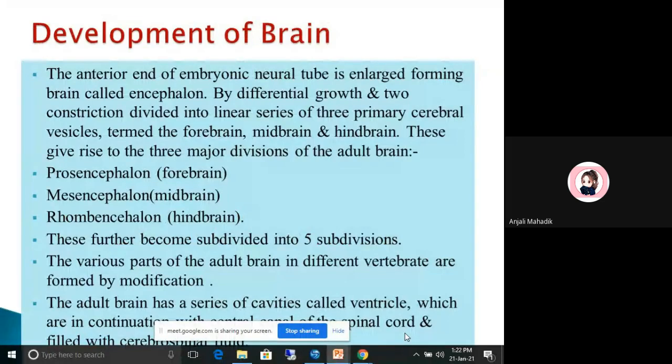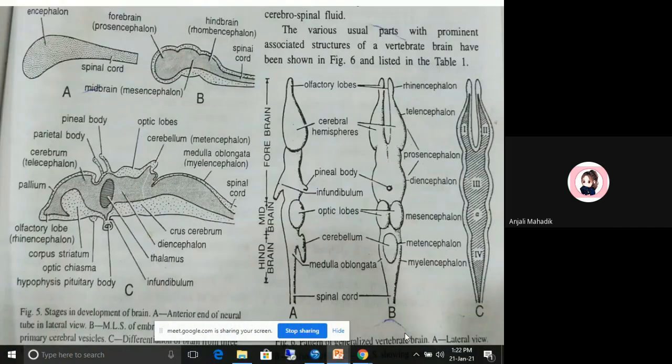So, development of the brain. Now, you have studied this in theory as well. The brain is divided into three major divisions: prosencephalon or forebrain, mesencephalon or midbrain, and rhombencephalon or hindbrain. So these are the three main parts it is divided into. This is the embryonic neural tube. This blunt part is called the encephalon, and the lower part is called the spinal cord.